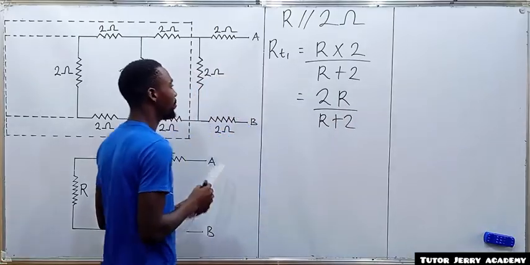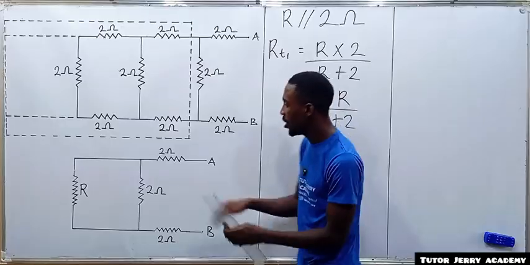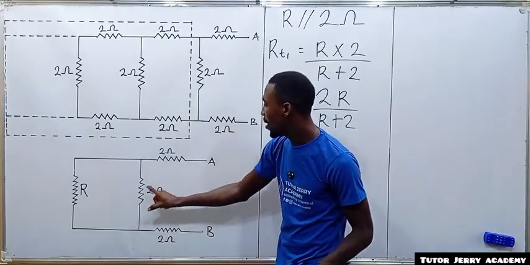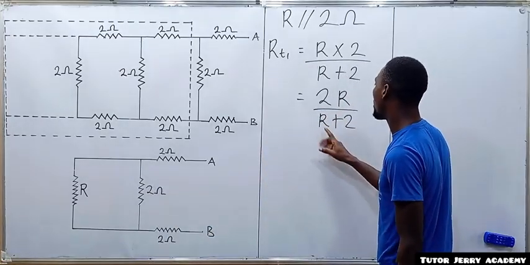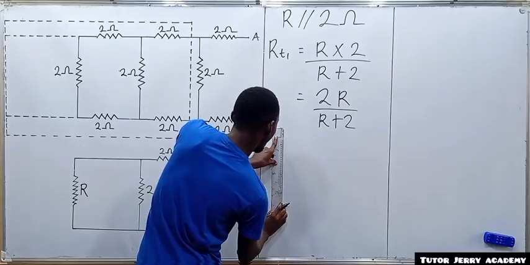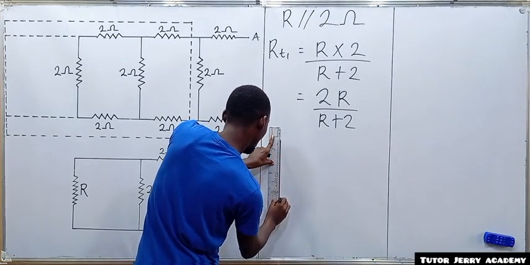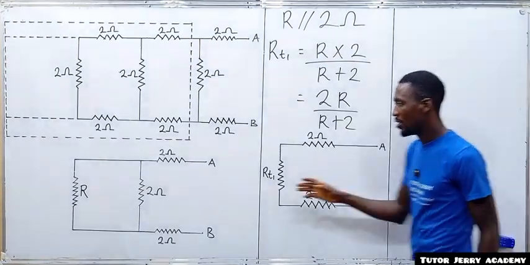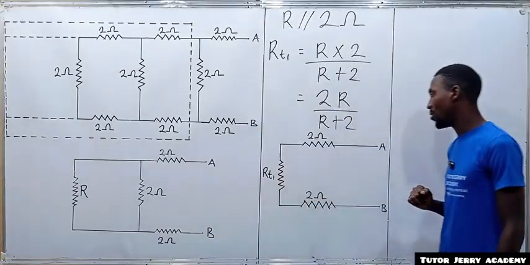All right, so now we can redraw this circuit. Since we have combined these 2 in parallel, we can clean this part. Then we are going to remove this part, and replace it with 2R all over R plus 2. So we are going to redraw that here, and we are going to have something like this. All right, so this is our new circuit now. You can see we have removed this part because we combined these 2 in parallel. So this is how our new circuit is going to be.